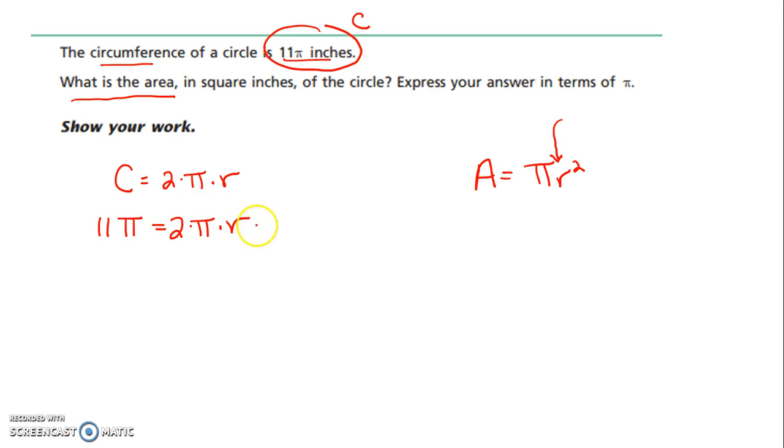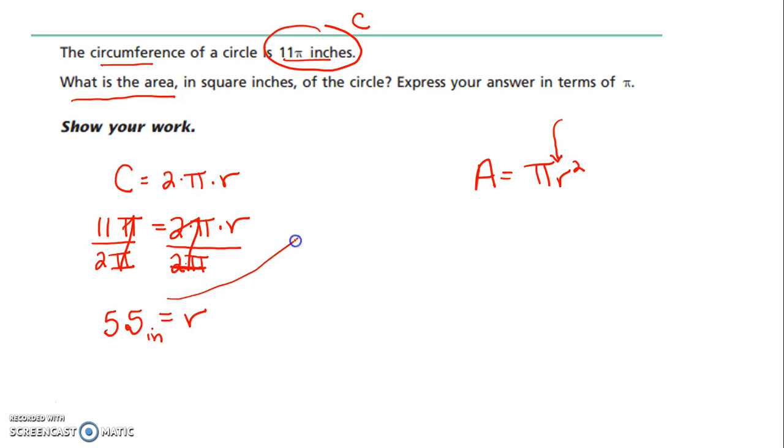I'm trying to solve for r. How do I undo multiplication? I undo multiplication with division. If I want to get r all by itself, I would have to divide this side of the equal sign by 2 pi. If I'm going to divide the right-hand side by 2 pi, I go to the left-hand side of that equal sign, and I divide that by 2 pi. Over here, 2 pi divided by 2 pi, bye-bye, fancy form of 1. Pi divided by pi on this side, bye-bye, fancy form of 1. And 11 divided by 2 is 5.5 inches.